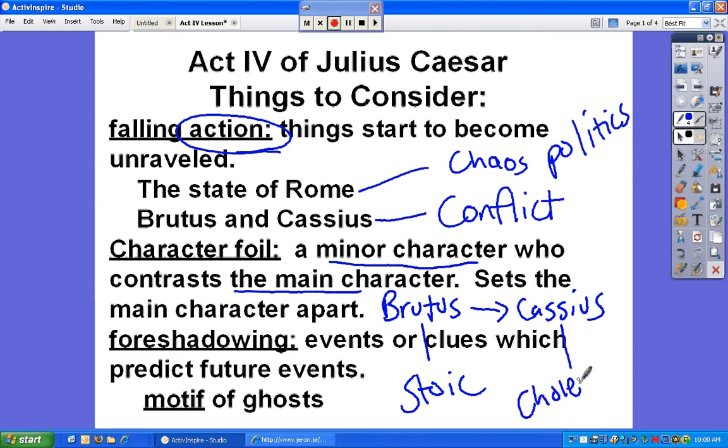He's also, according to Plutarch, attributed to the more barbarous and evil parts of the conspiracy, whereas anything that was beneficial was attributed to Brutus. So we're going to kind of talk about that. And then as a review of basically every work of lit we've done this year, foreshadowing: events or clues which predict the future events. And I've kind of talked about motifs, which are small patterns in literature, but in Shakespeare he uses ghosts an awful lot, and that's going to be played out here in Act 4, and that's what we need to be looking for.